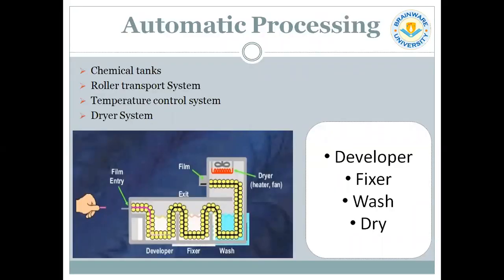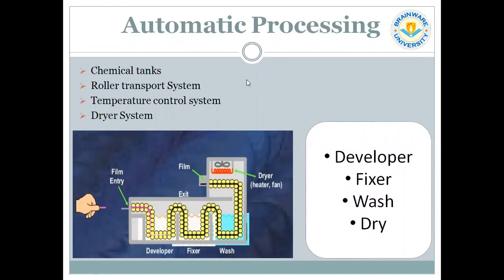So, automatic film processing, by the name, you can understand the whole procedure of film processing will be automated. Here the various steps are developing of the film, fixing of the film, washing, and drying. In this case, rinsing or stop bath is omitted, which has an important role in the manual film processing system.